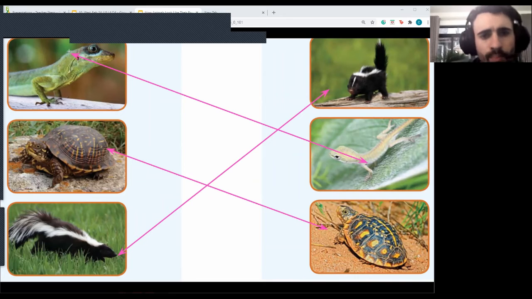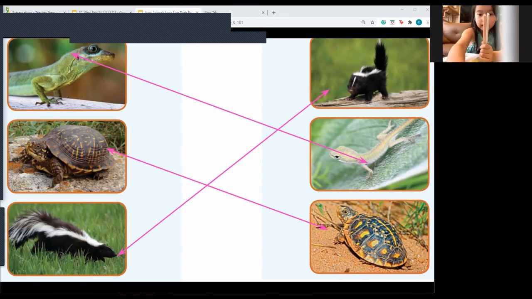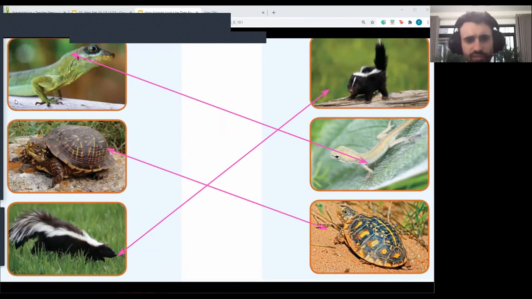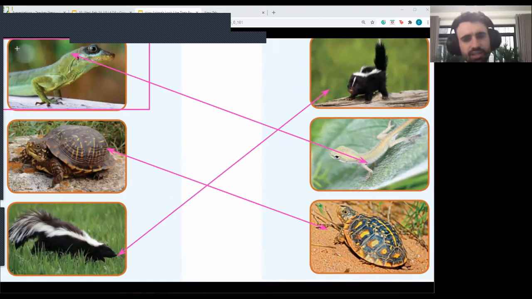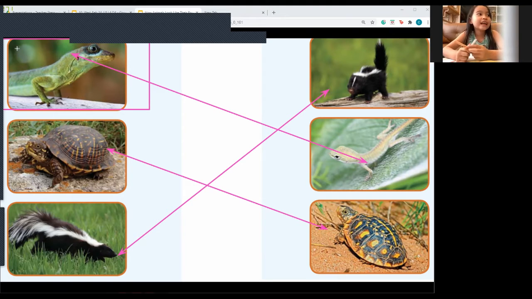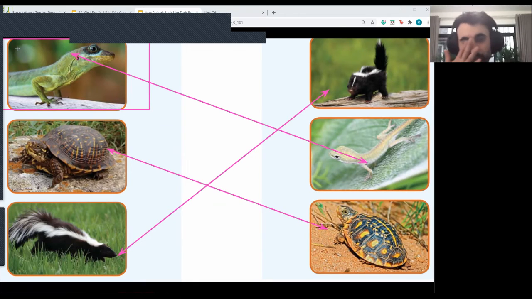But let's check. What body covering does our first animal have? What is its body covered in? What body coverings do you see? Kem? I know you see a turtle, but let's look at the first animal, this one right here. Do you know what this animal is called? It's called a lizard. Can you say lizard? Lizard. Yeah, lizard.